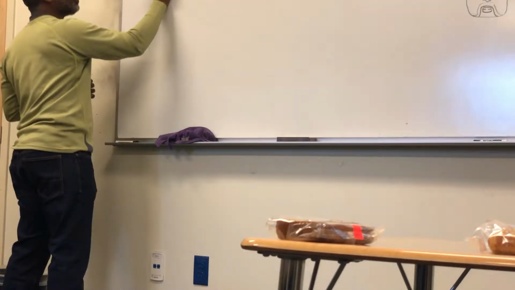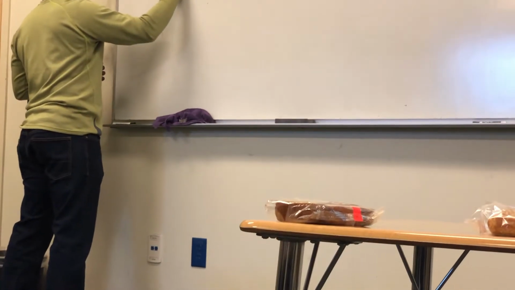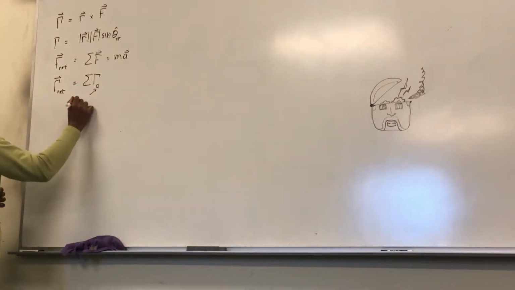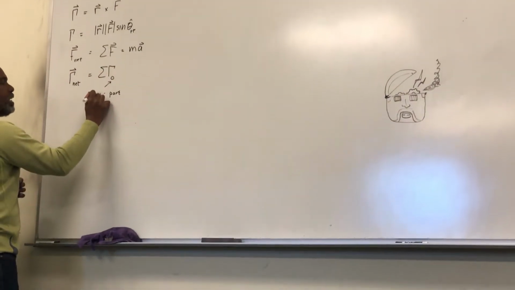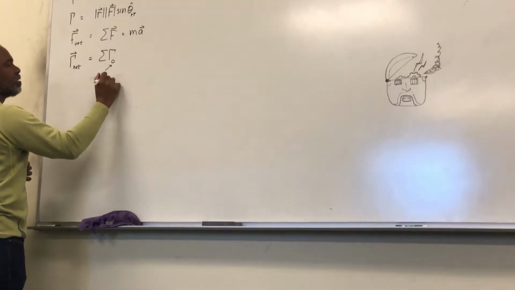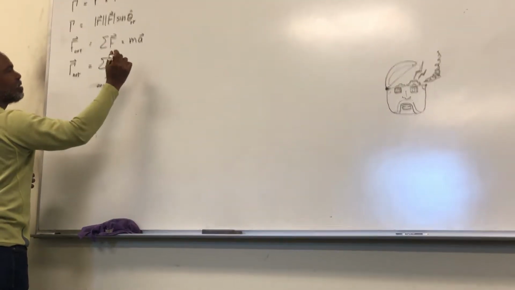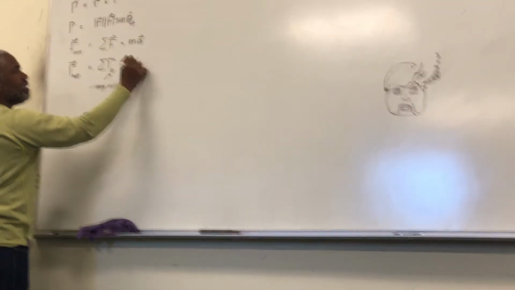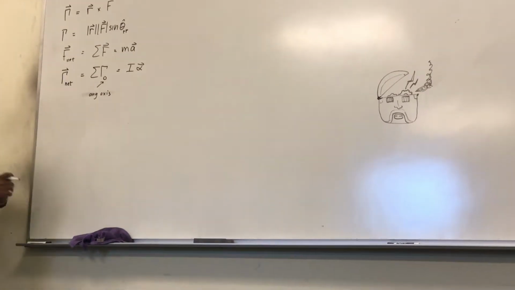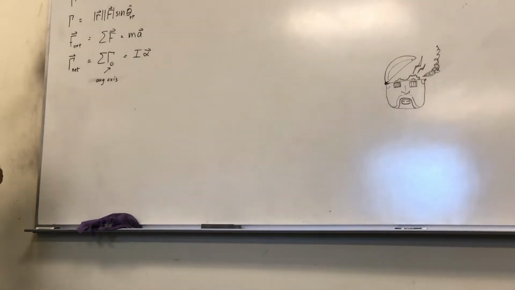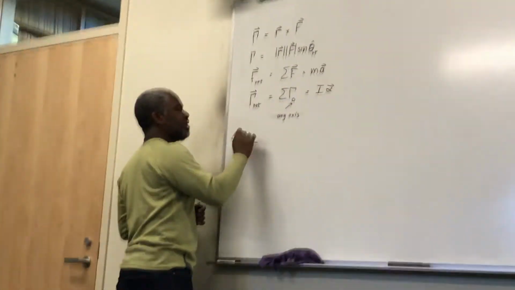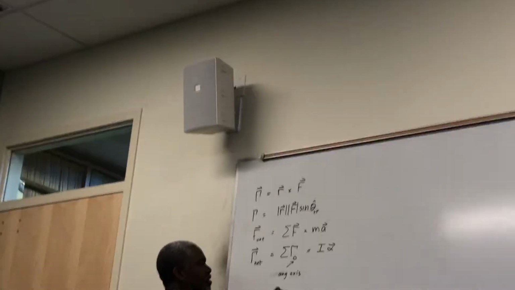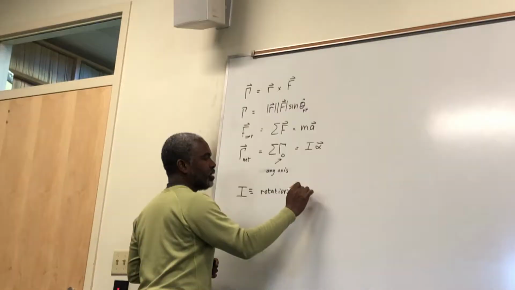If you have a net torque, then the sum of the torques about some axis, and actually I'll say about any axis, the sum of the torques is equal to I alpha. So for forces, we have mass. For torques, we have this symbol I. We're going to define this to be rotational inertia.